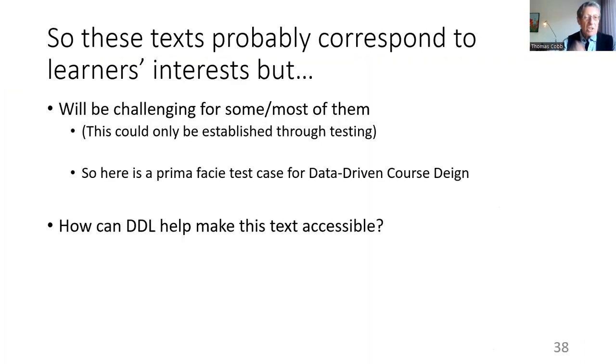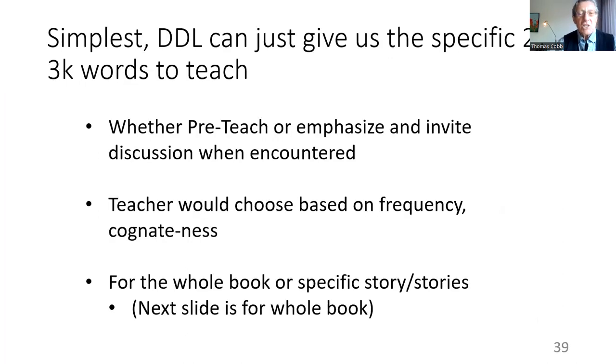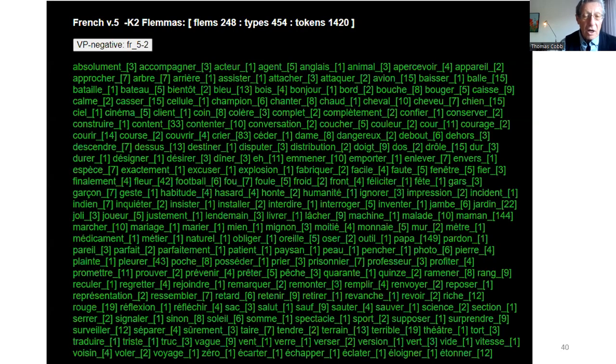So these texts correspond to learners' interests, but will be challenging. So this is a prima facie test case for data-driven course design. How can data-driven learning make this text accessible? The simplest thing, let's start simple and work up. Data-driven learning can just give us the specific 2K to 3K words to teach, or the rest of the 1K. Whether to teach means pre-teach or emphasize when they are encountered in class, chosen on the basis of frequency, cognateness, etc., and so on. So this is the whole book, the vocab profile of K2.